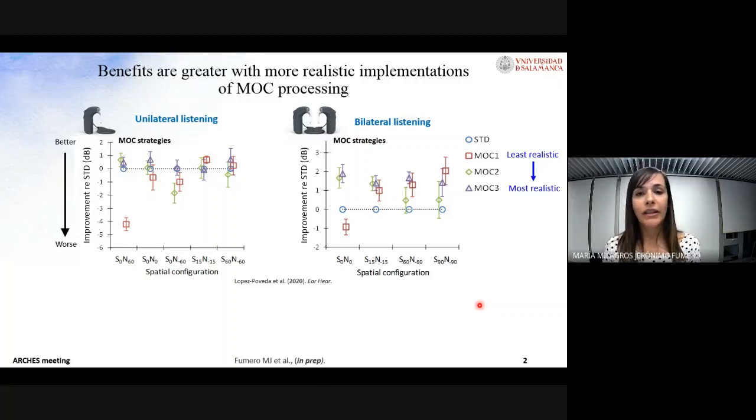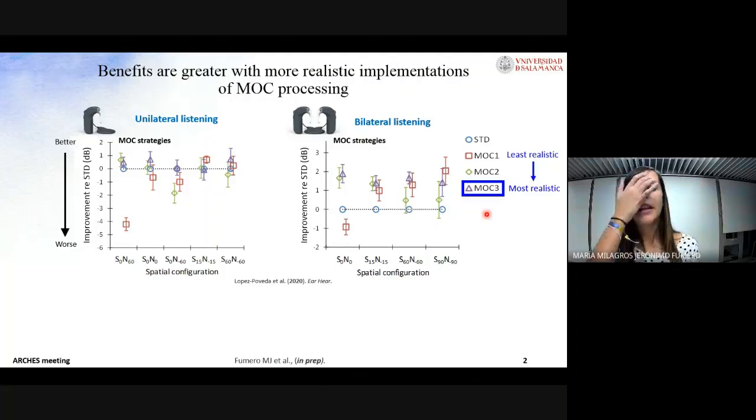In addition, in recent studies we have shown that speech in noise recognition is better with a more realistic implementation of the MOC strategy, specifically with the Mode 3 strategy, with a slower contralateral compression and greater inhibition in the lower frequency channels, that is, with characteristics similar to the natural medial olivocochlear reflex.